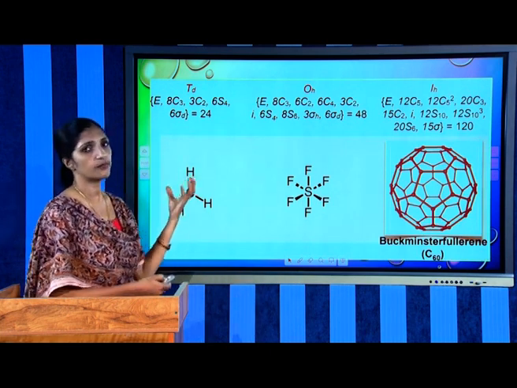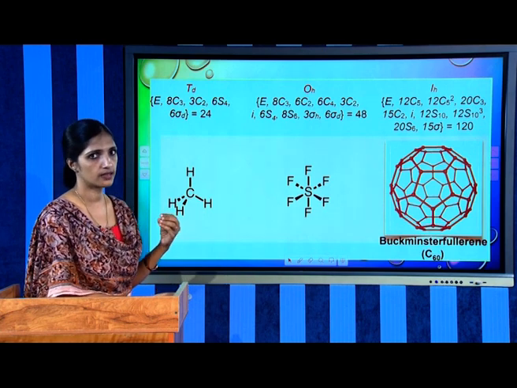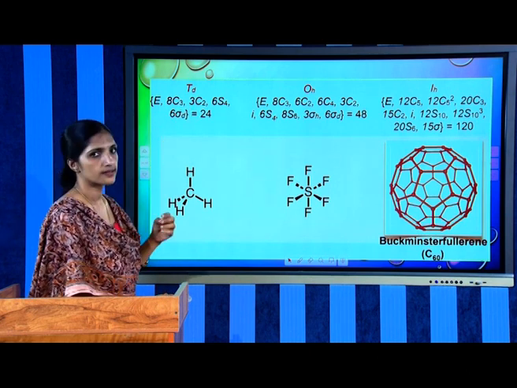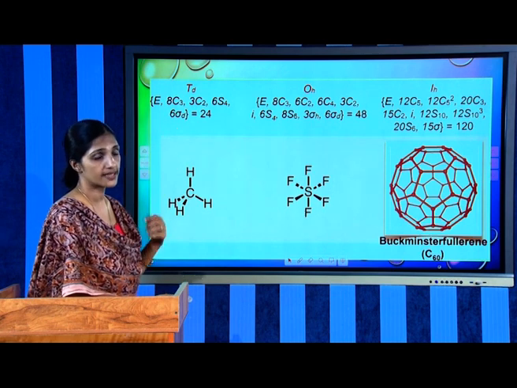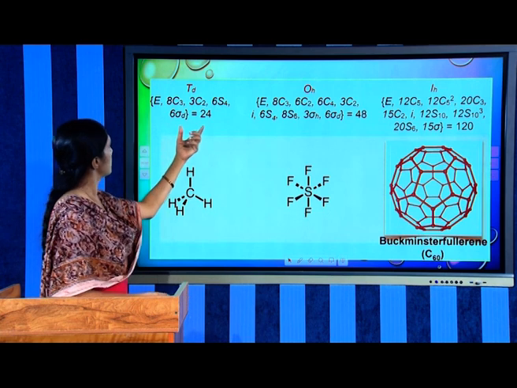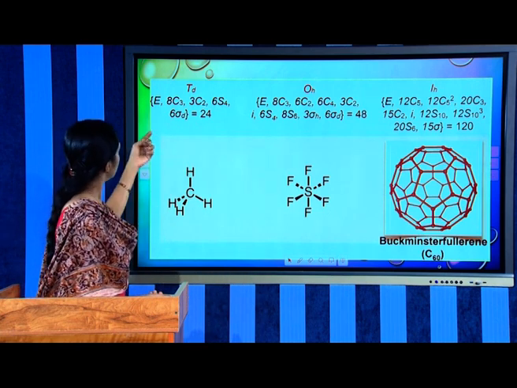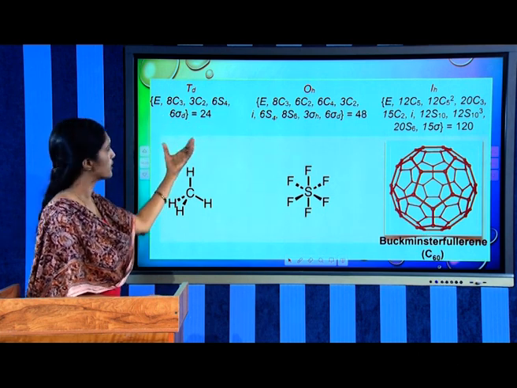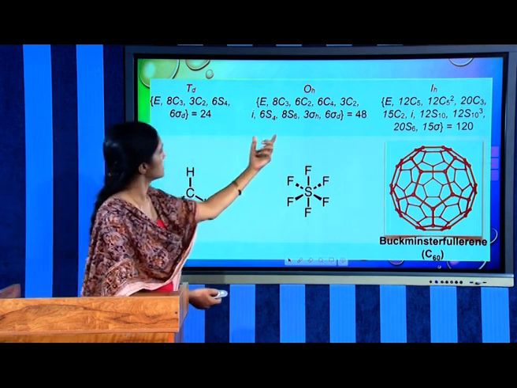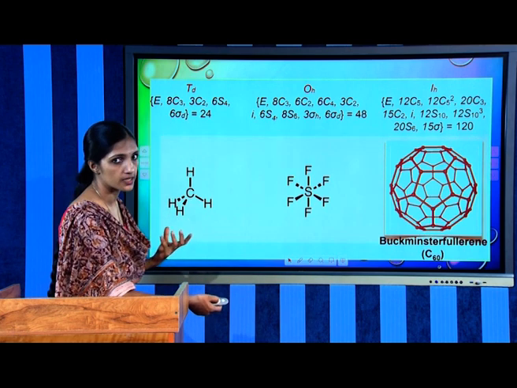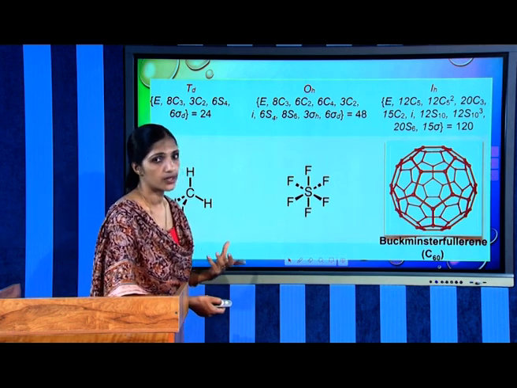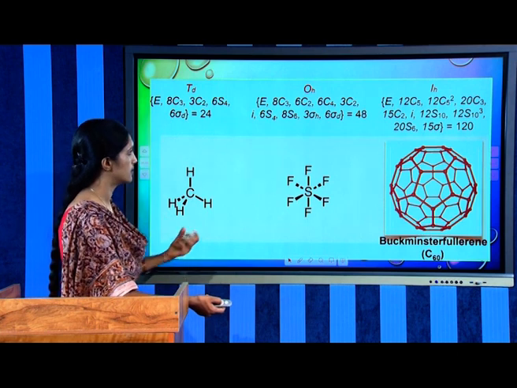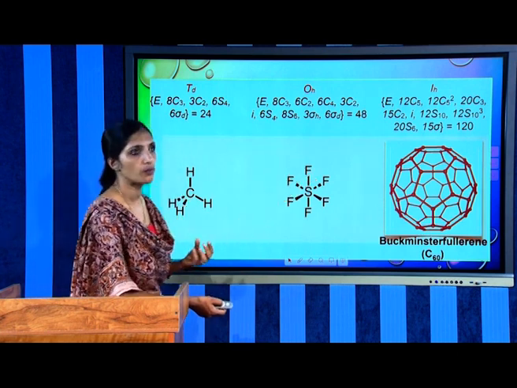So, this type of molecules contain many elements of symmetry. For example, here we can look at a tetrahedral molecule or the tetrahedral point group Td. The molecule contains 24 elements of symmetry, that is E, 8C3, 3C2, 6S4 and 6 sigma d, altogether 24 elements of symmetry. And in the case of Oh, it is 48 elements of symmetry, or 48 different operations are available for an Oh group. And in C60, that means fullerene, there are 120 operations possible.